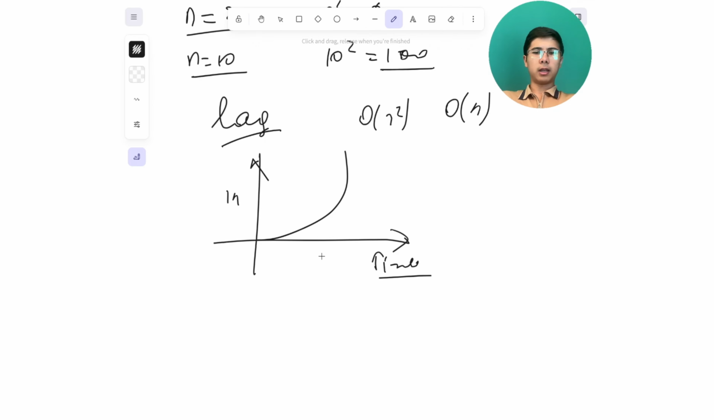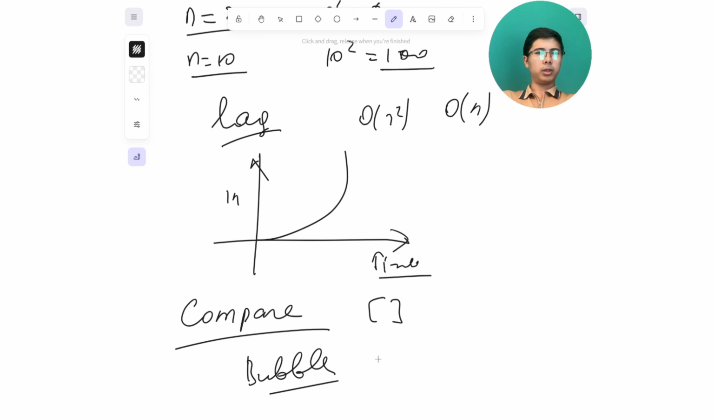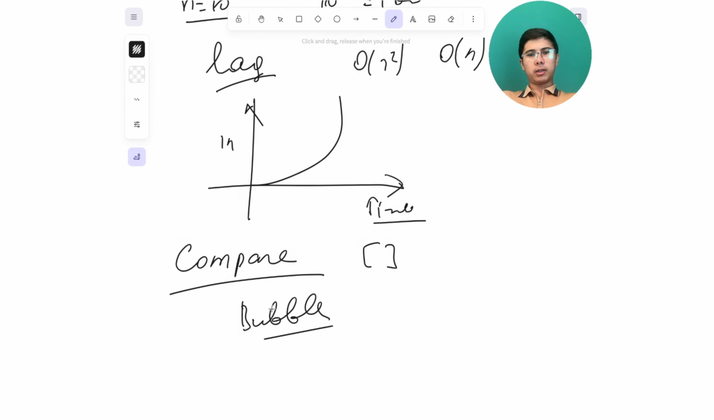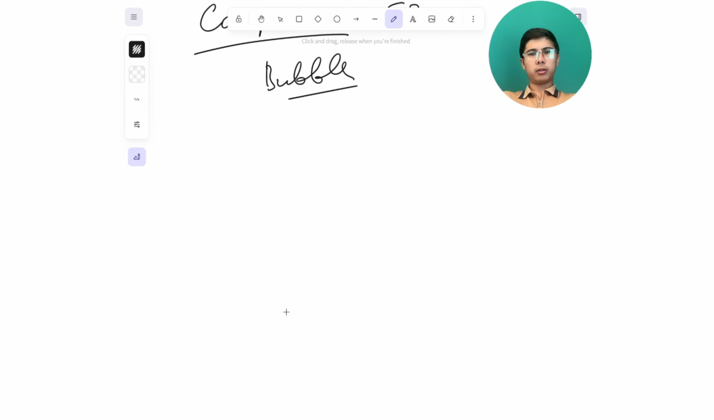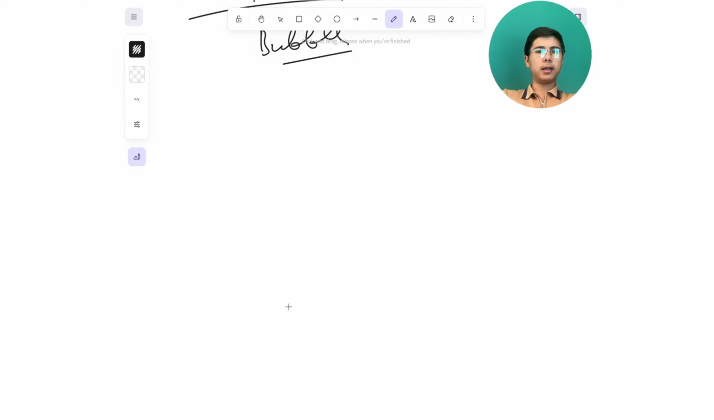So quadratic time is commonly seen in algorithms that compare the elements in an array, such as bubble sort, one of the most popular, insertion sort or selection sort. So that is the explanation, and there are real examples. We can see some problems with exercises.